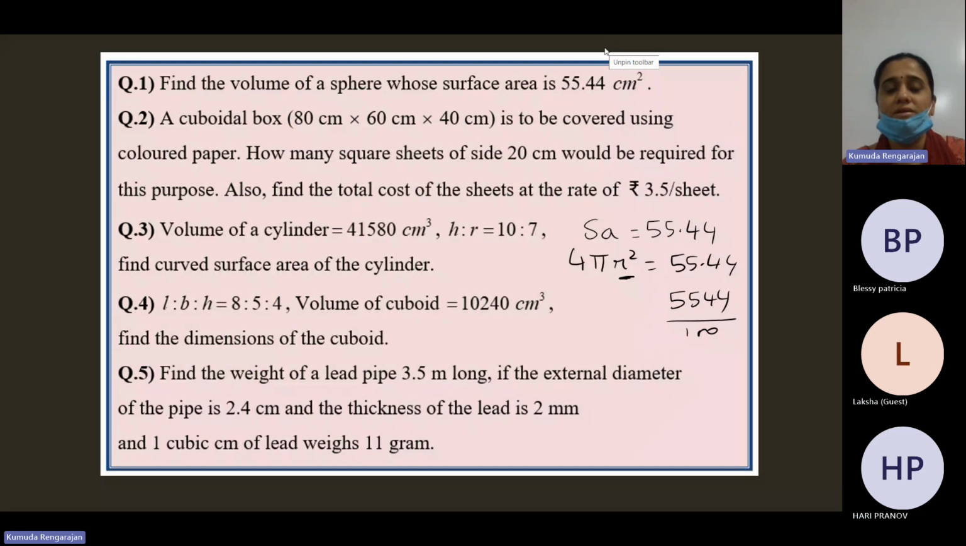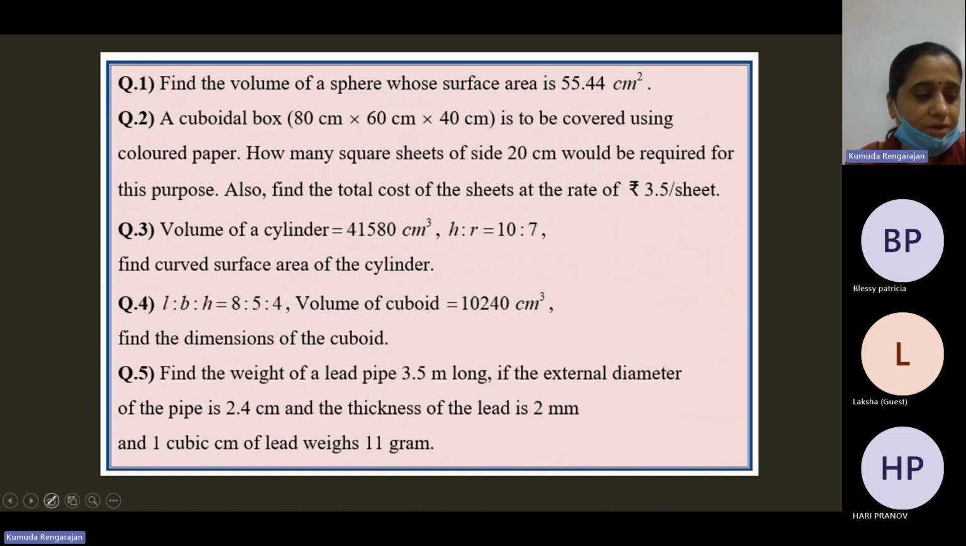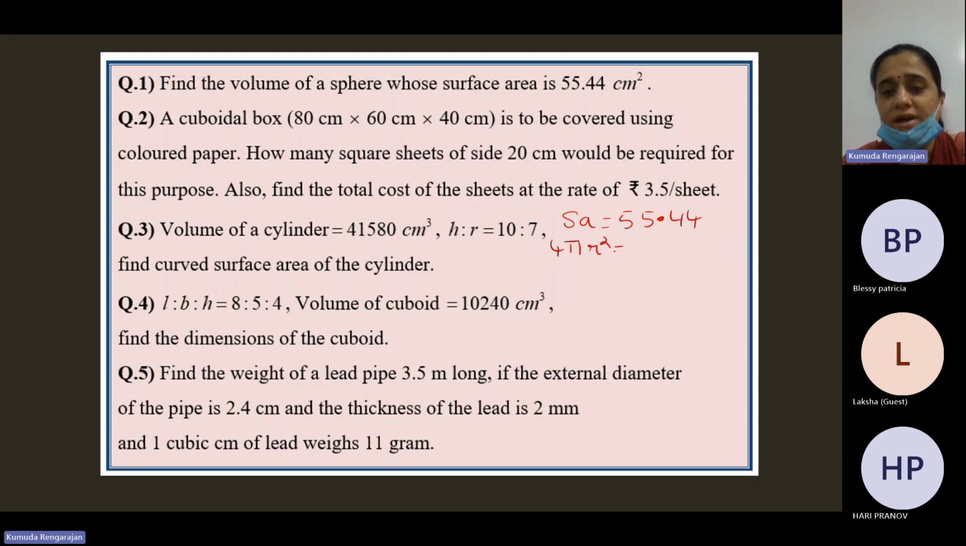So, as informed earlier in the last class, today we are revising this chapter, volumes and surface areas. On your screen, you can see 5 questions and we've just started the first one. Hari Pranav and Laksha, assuming that you just joined, I just want to repeat what I said. In the first one, surface area of a sphere is given. Surface area is equal to 55.44. Surface area of a sphere is given by the formula 4 pi r square. So 4 pi r square is equal to 55.44.